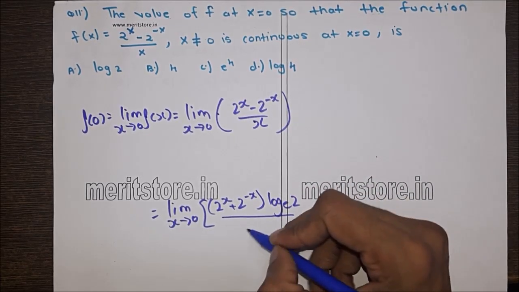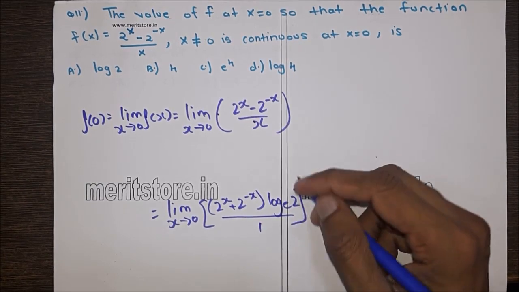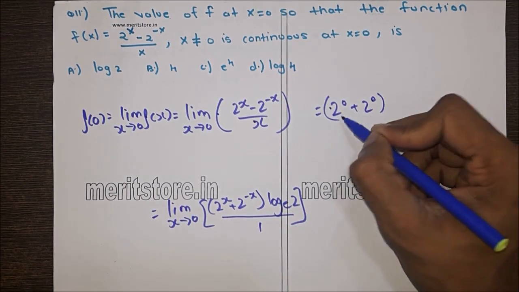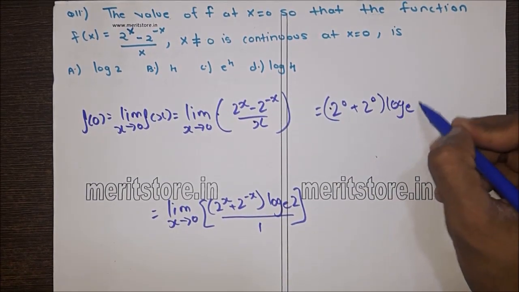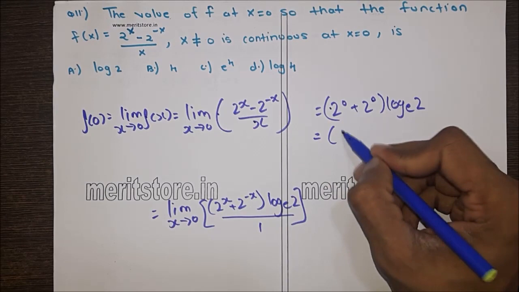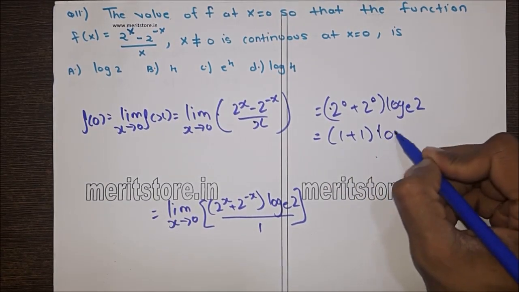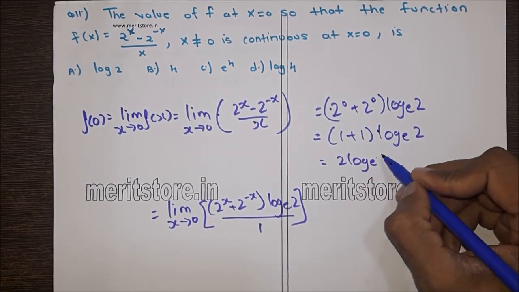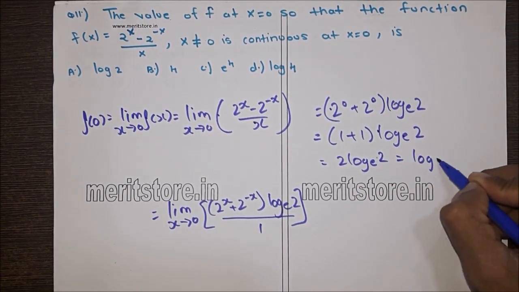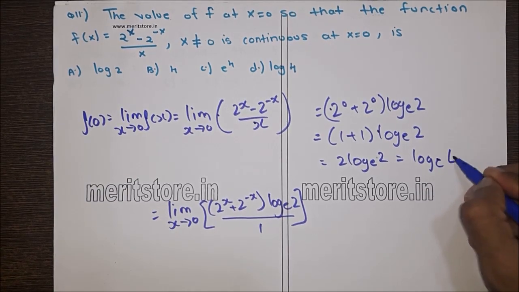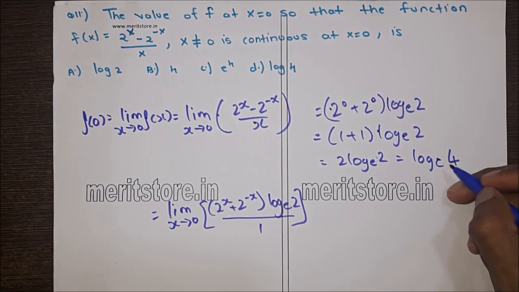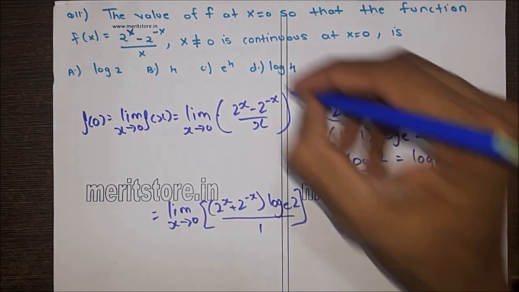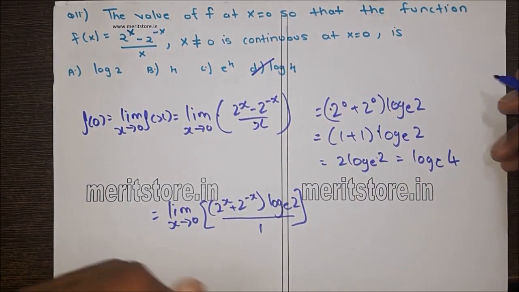(2 raised to x plus 2 raised to minus x) log to the base e 2 upon 1. Further solving this, we get 2 raised to 0 plus 2 raised to 0 log to the base e 2. Therefore, 1 plus 1 log to the base e 2. We get 2 log to the base e 2, which is equal to log to the base e 4. With this, we see our answer matches with option D. Therefore, D is the correct answer.